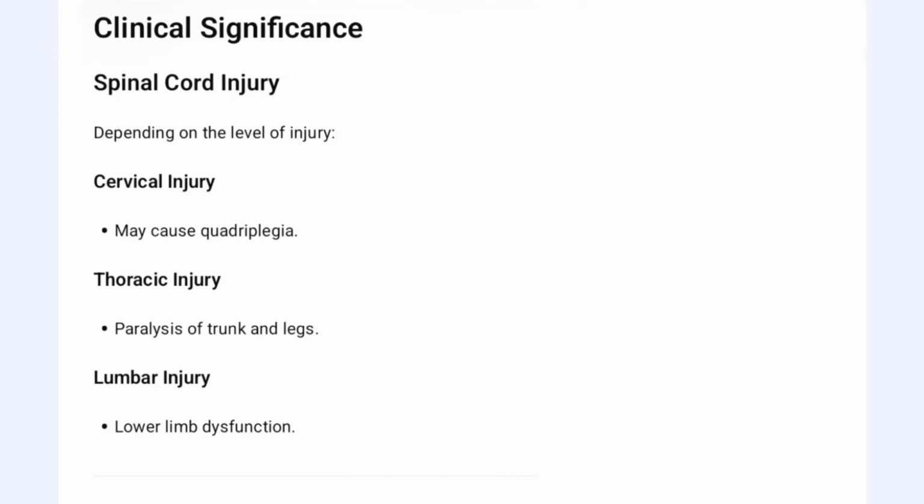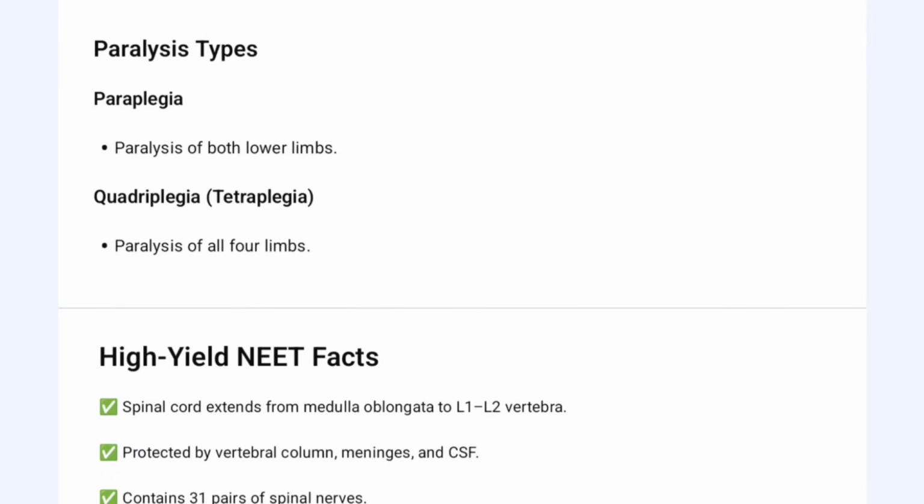Now let's see some clinical significances of the spinal cord. Spinal cord injury. Depending on the level of injury, it is divided into three parts. Cervical injury may cause quadriplegia, thoracic injury may cause paralysis of trunk and legs, and lumbar injury may cause lower limb dysfunction. There are two types of paralysis. One is paraplegia, paralysis of both lower limbs, and there is quadriplegia or tetraplegia, paralysis of all four limbs.